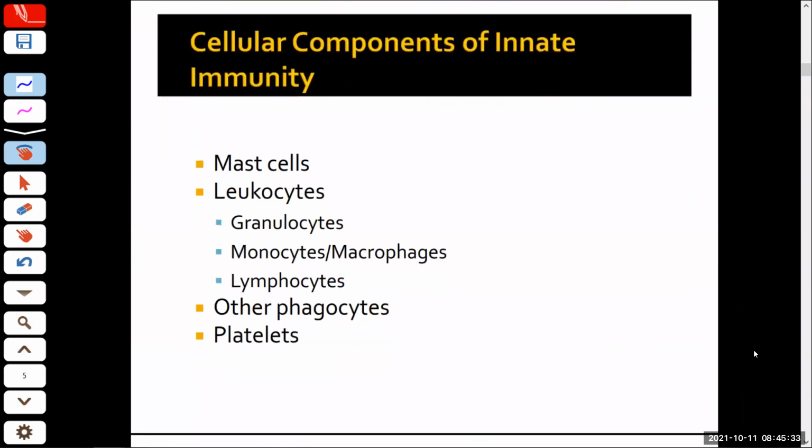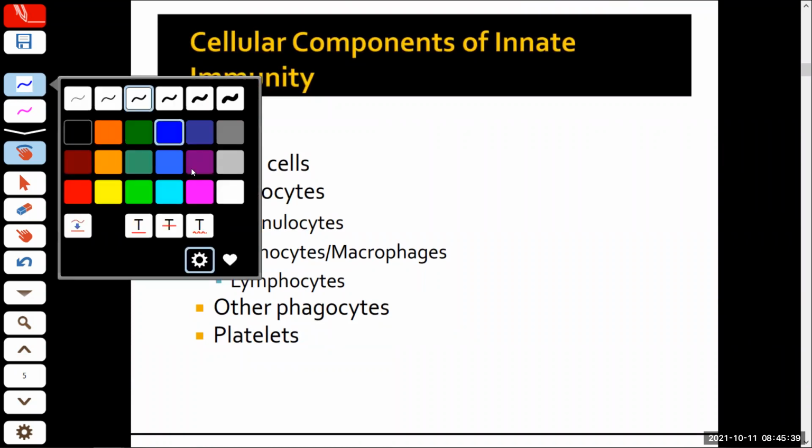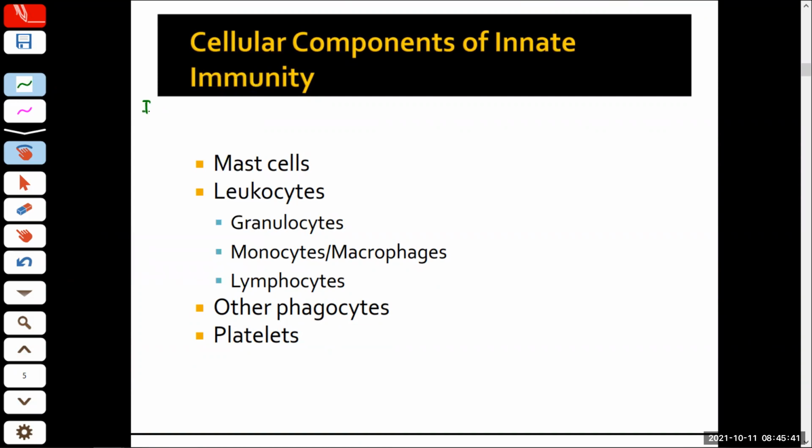All right, now we're jumping into the second line of defense, or the innate immunity. There are three names for this. Innate immunity. When something is innate, what does that mean?